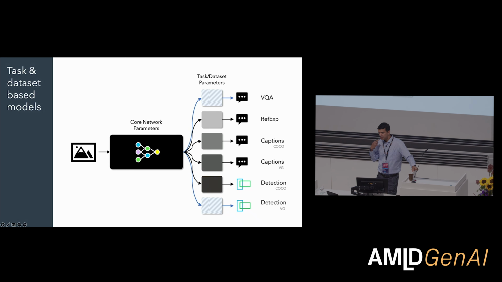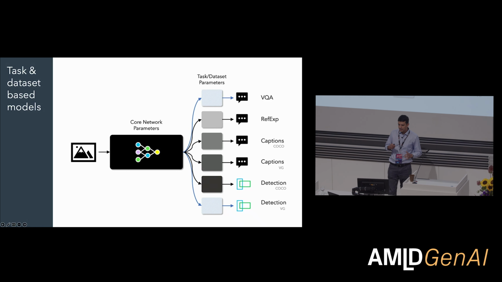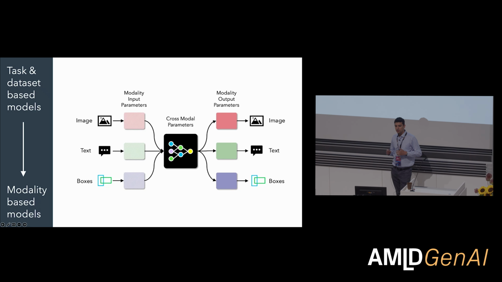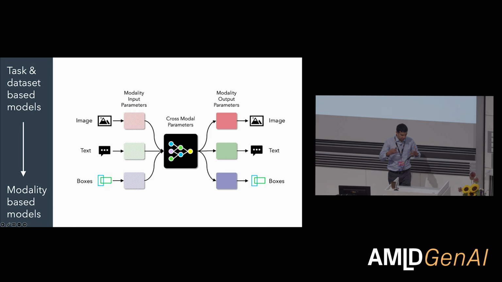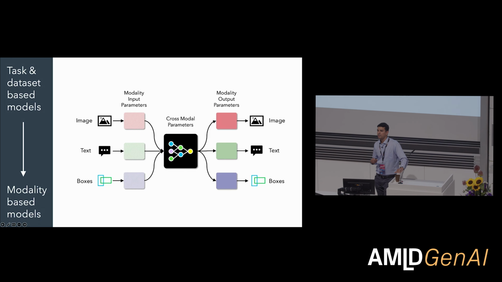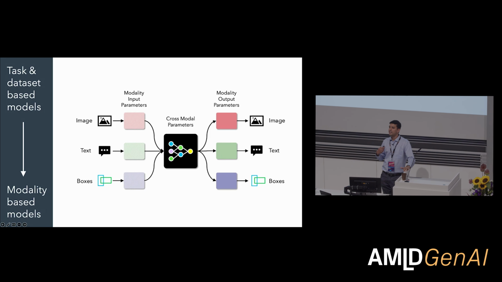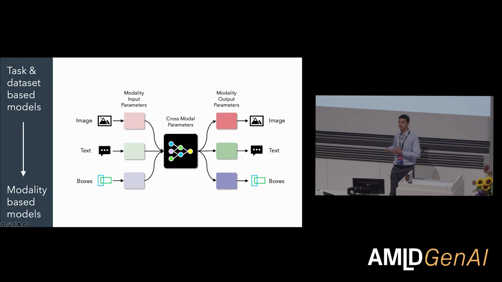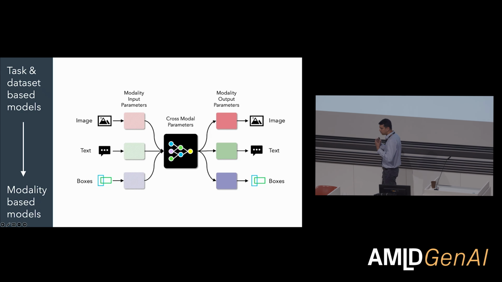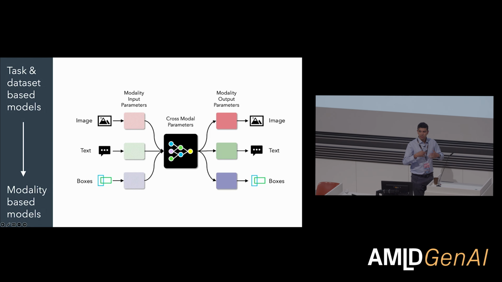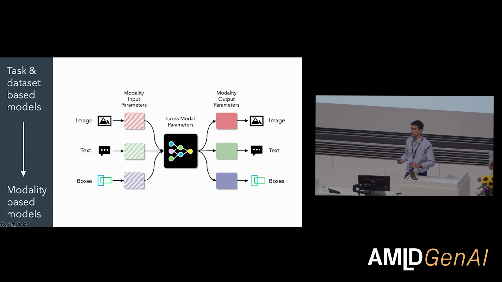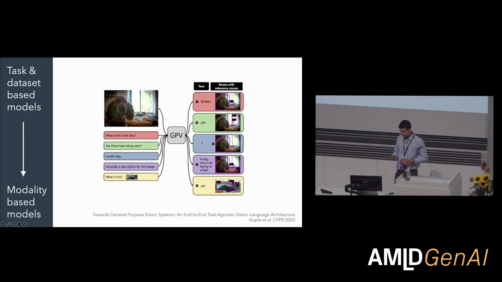One way to move beyond this is really to rethink architectures in computer vision and go from task-specific architectures to modality-specific architectures. What you're seeing here is that there are some core network parameters which are cross-modal in nature, but these models have modality-specific input parameters and modality-specific output parameters. As long as the new tasks that you want to learn are still within the modalities that a model supports, no new parameters are needed. So that's one advantage. The second is there's a lot more sharing of parameters across tasks and across datasets.